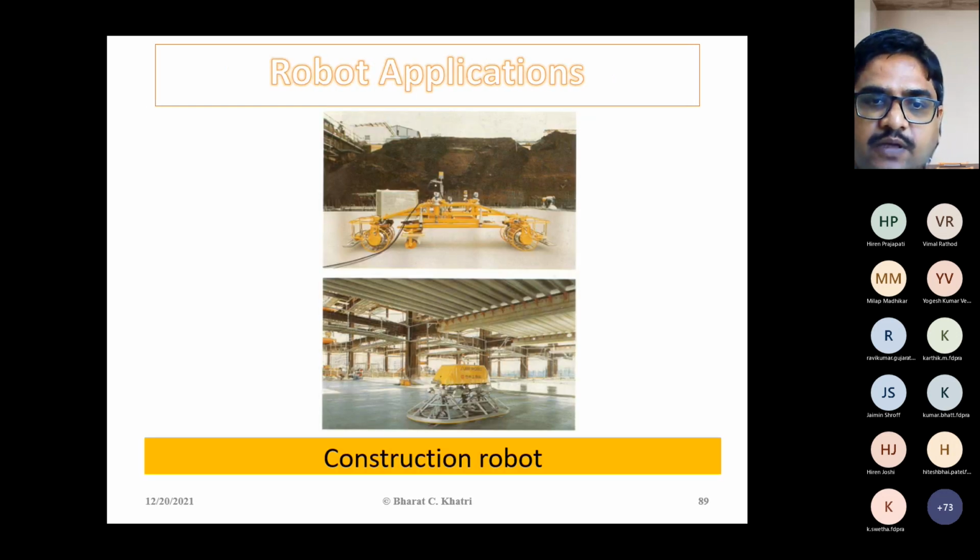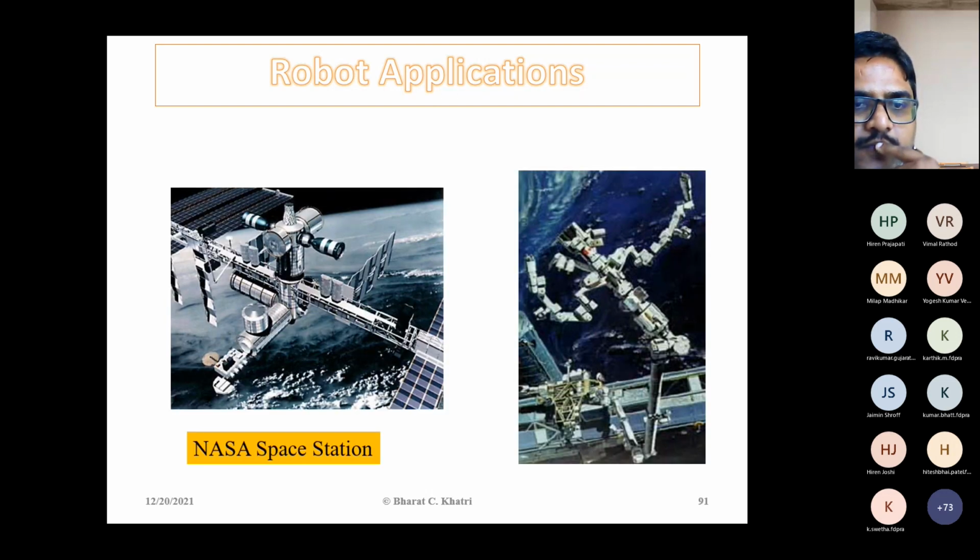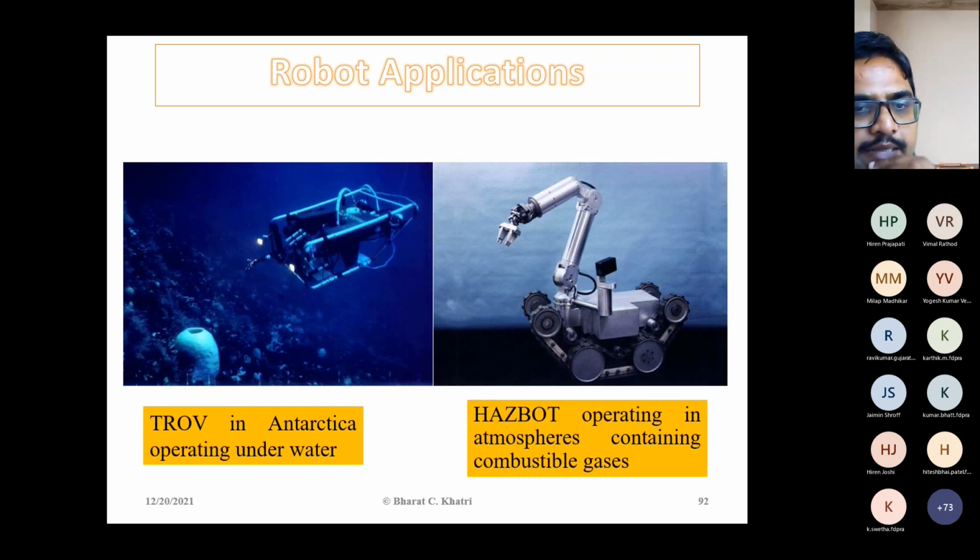Sometimes in the construction field, robots are used to do very fast construction. You can see the concrete spraying robots there, with the arm doing the spraying of the concrete. At the NASA space station, robotic arms are fitted that do the maintenance of the space shuttles. An Antarctica operating underwater robot is shown here. A Hasbot operating robot is shown here.